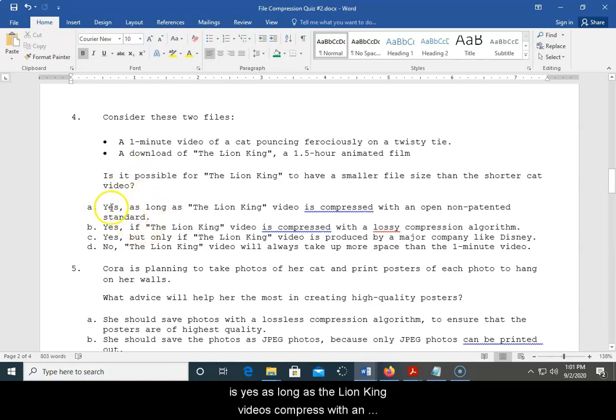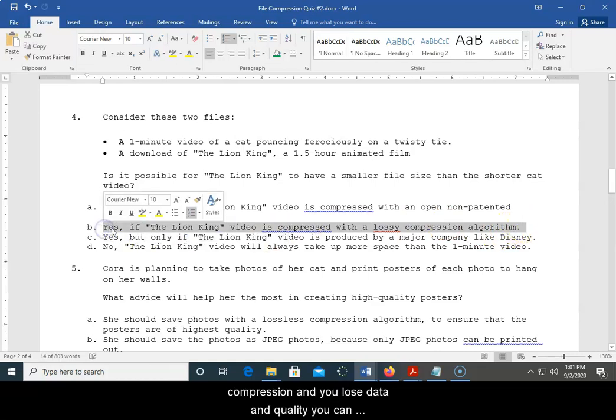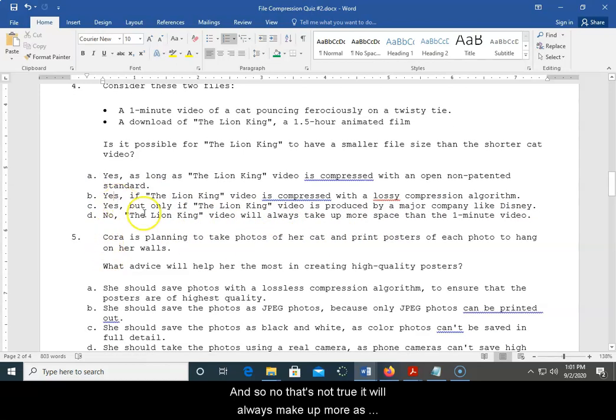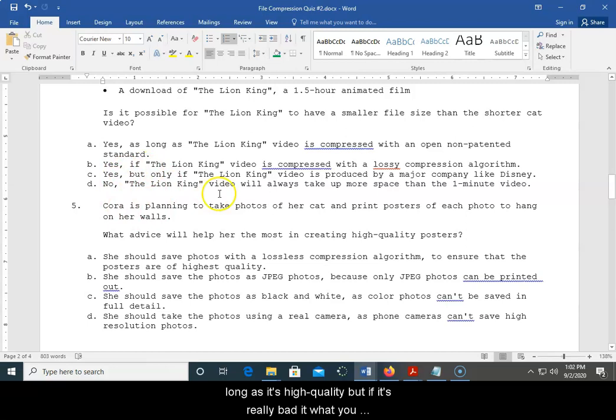So what are the answers? A, yes, as long as the Lion King video is compressed with an open, non-patented standard. Okay, I don't know what non-patented standard is. B, if the Lion King video is compressed with lossy compression, so yeah, that's true. If you use a lossy compression and you lose data and quality, you could make Lion King smaller than the cat. C, yes, but only if the Lion King video is produced by a major company. No, that's not. D, the Lion King video will always, and so no, that's not true. It will always make up more as long as it's high quality, but if it's really bad, you can compress it.